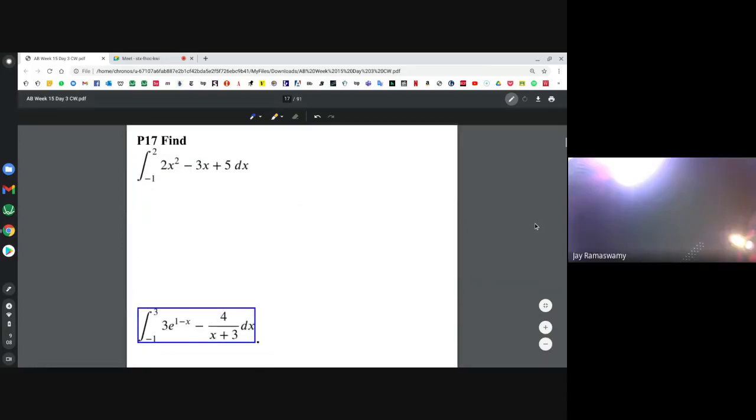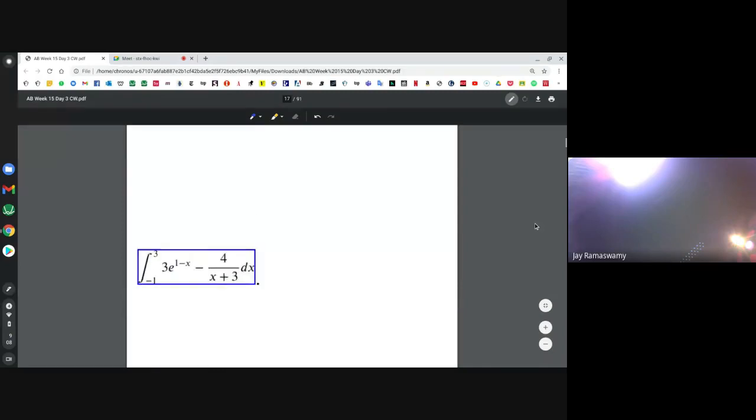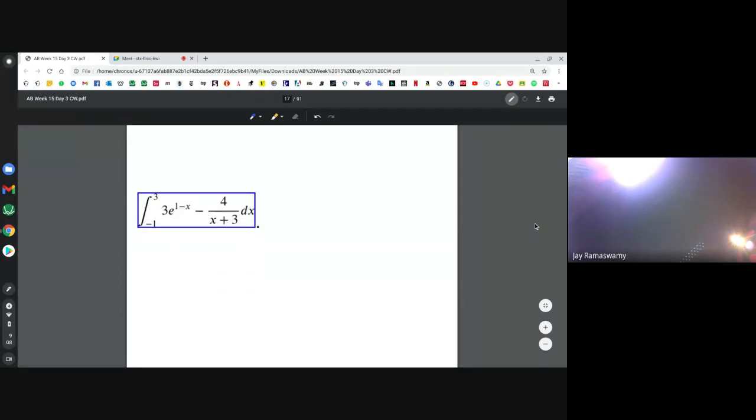Okay, let's do a definite integral. We're going to page 17, please. Repeat, page 17. So we're getting practice on a definite integral.